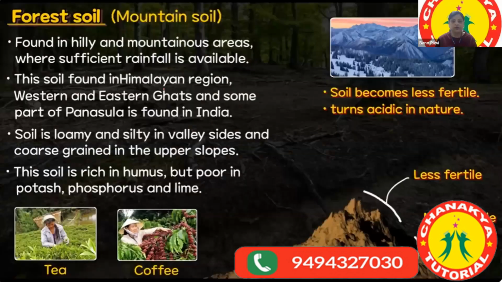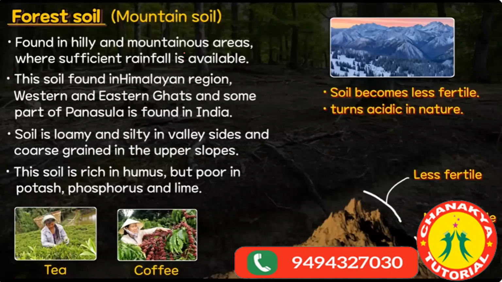Next is the forest soil. I can also say the mountain soil. Continue reading, Moksha. Forest soil is found in hilly and mountainous areas where sufficient rainfall is available. This soil is found in the Himalayan region, western and eastern Ghats and some parts of the peninsula in India. Soil is loamy and silty in valley sides and coarse grained in the upper slopes. This soil is rich in humus but poor in potash, phosphorus and lime.